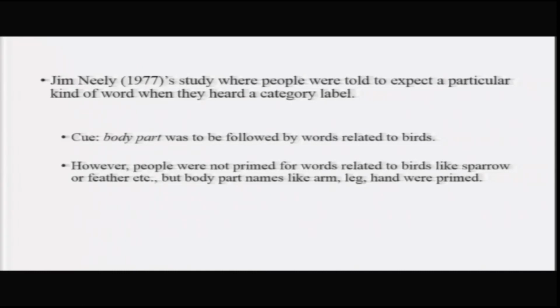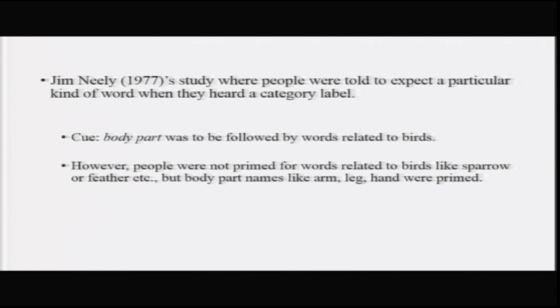Okay. And people have done a bunch of studies to show this. So Jim Neely did this study in 1977 where some people were told to expect a particular kind of word when they heard a category label. So you could hear body part and then you will hear certain kinds of words, you could hear animal, you could hear certain kinds of words.